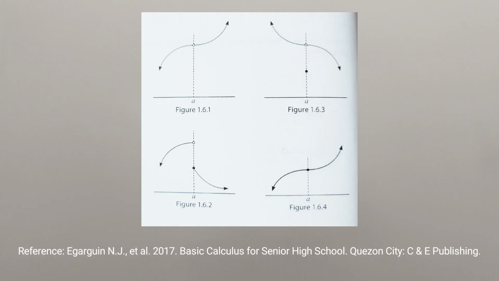Consider the following graphs of a function at number a. We can say that a function is continuous at a point or at a number if we can trace the graph of the function and pass through the point without lifting our pen. If that is so, notice that among the graphs, only the graph in figure 1.6.4 represents a function that is continuous at a. Let us formally define continuity of a function at a point or number.